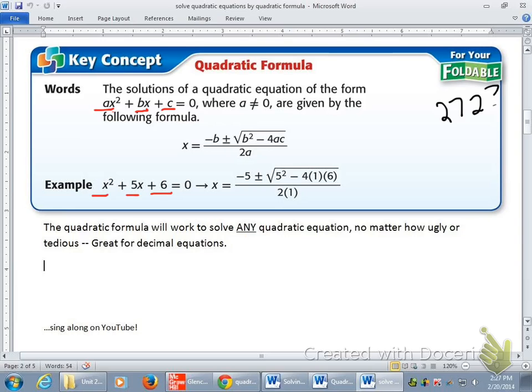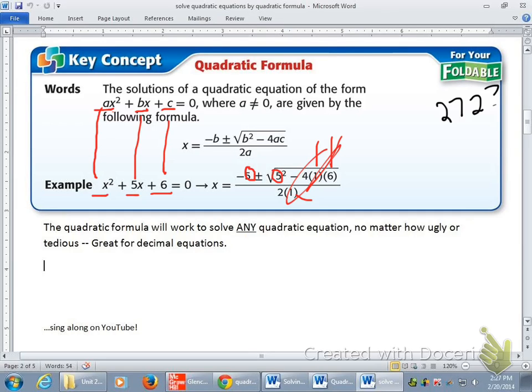Which one's which? What is the A? Okay, the A is a 1, B is 5, C is 6. And as you can tell, you're going to plug those in. The B's right there. Okay, here's your A and your C, and there's another A. I'm not going to spend a lot of detail with that, but just understand where those things go.